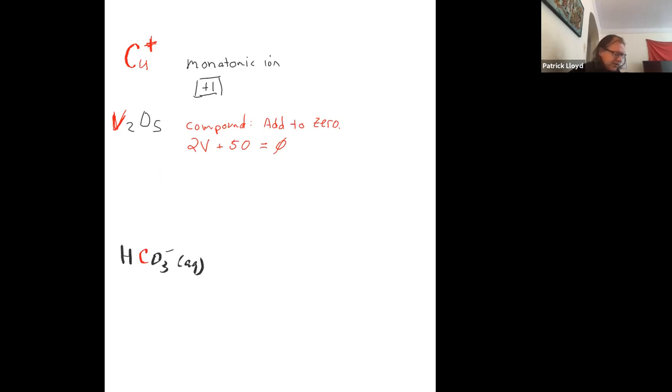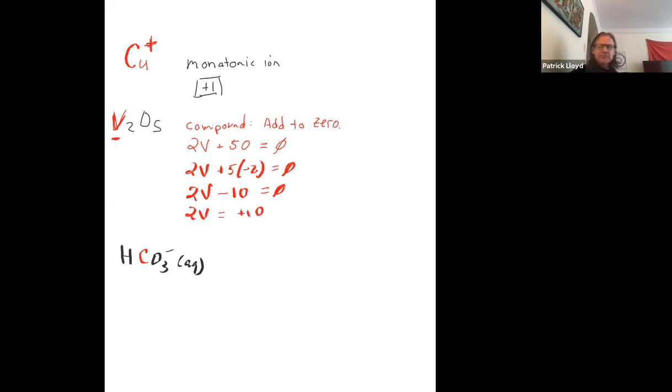Okay. So now we're trying to find the vanadium. Vanadium is the one that we want to do. So let's put in our -2. So 2V plus 5 times -2 is equal to 0. 5 times -2 is -10. So 2V minus 10 is equal to 0. We add 10 to both sides. So we're just going through this algebraically. Add 10 to both sides. So 2V is equal to plus 10.